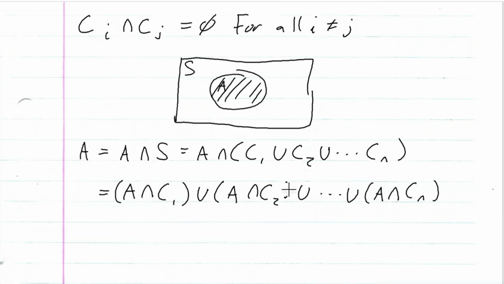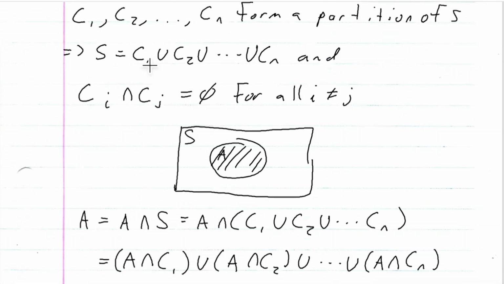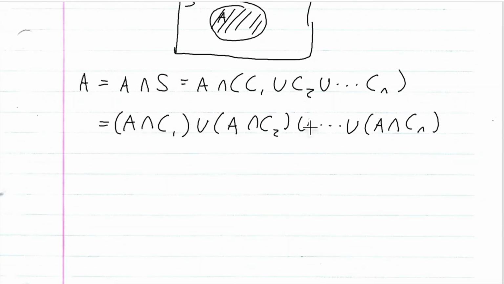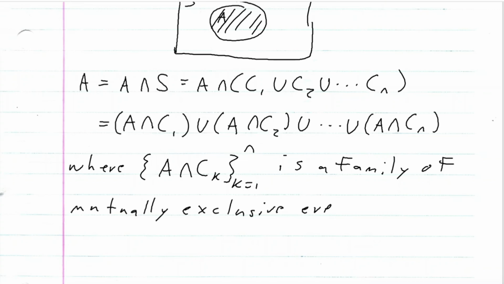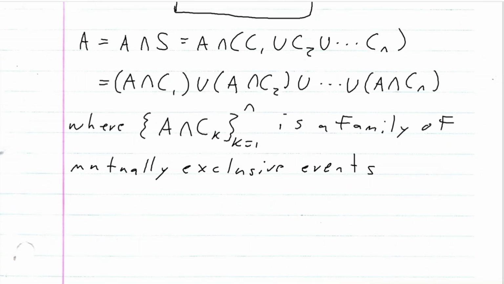Where all of these are mutually exclusive, right? Since all the C's are mutually exclusive, then A intersection the C's would also be mutually exclusive. So let's call A intersection C sub k, where k goes from 1 to n, right? We know this family is a family of mutually exclusive events, right? And then, of course, we're going to use axiom 3 again, right?